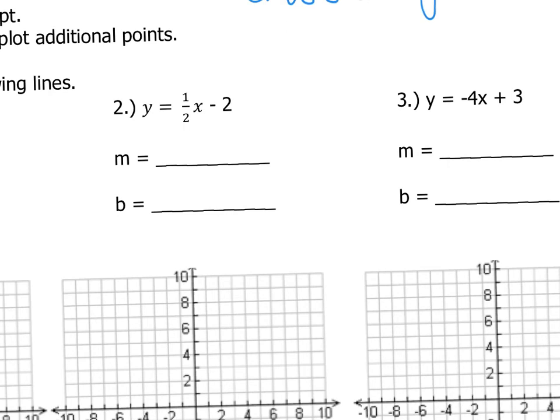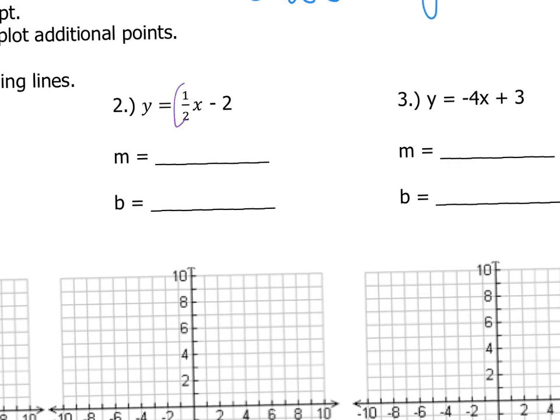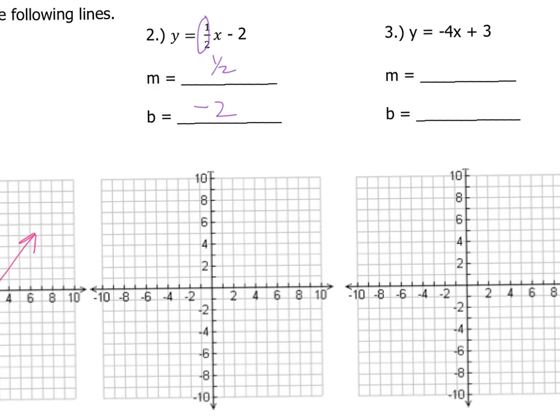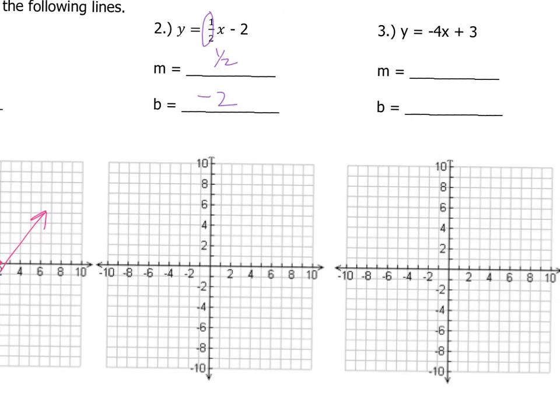Next example, the number in front of x is your slope, so in this case 1/2. Your y-intercept would be -2. So if we look at graphing this, we always plot the y-intercept first. So at -2, plot your point, and then use your slope, up 1 over 2, up 1 over 2, and then we graph our line.